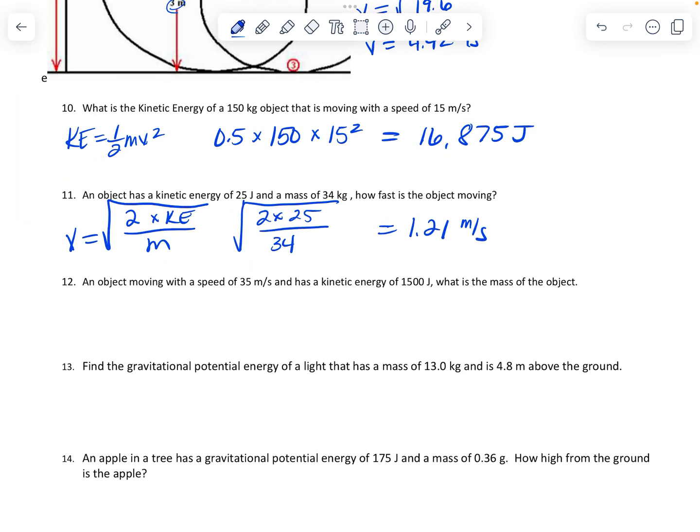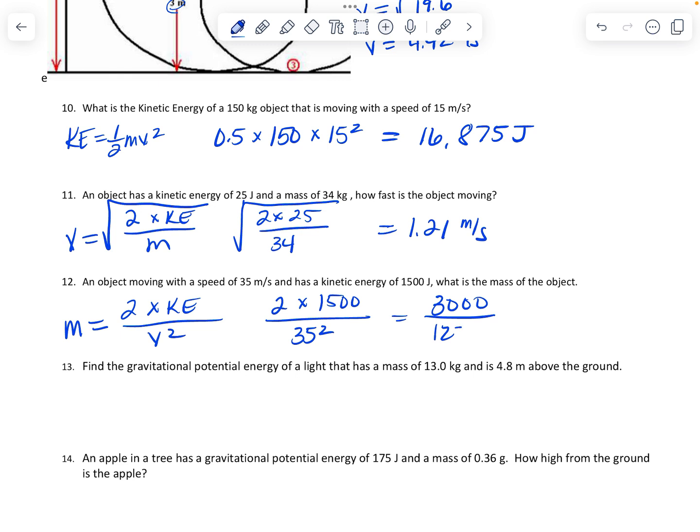An object moving with a speed of 35 meters per second has a kinetic energy of 1,500 joules. What is the mass? Mass is 2 times kinetic energy divided by velocity squared. So 2 times 1,500, so 3,000, divided by our velocity 35 meters squared. So I'm going to do this out. 35 squared is 1,225. Divide those out. 2.45 kilograms.